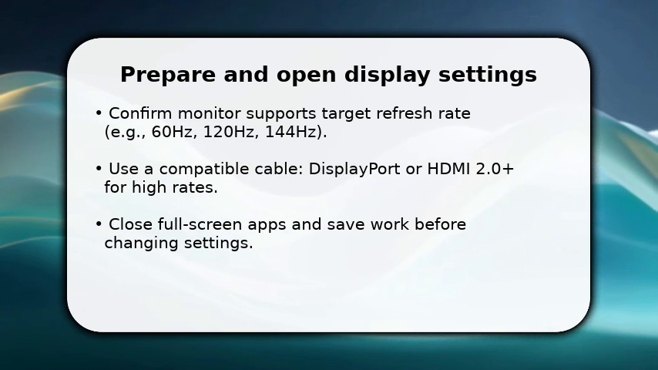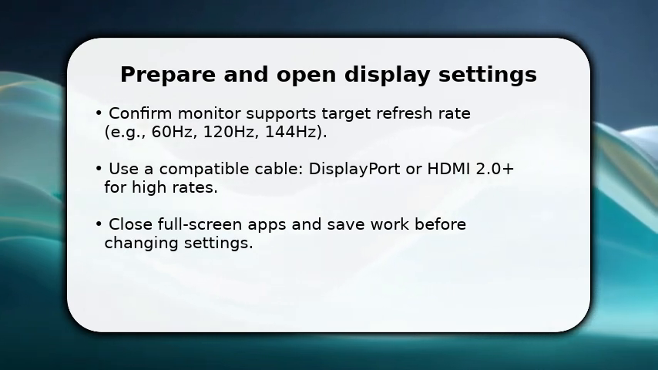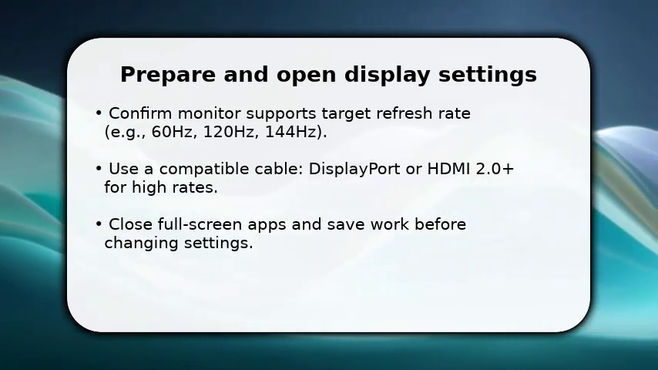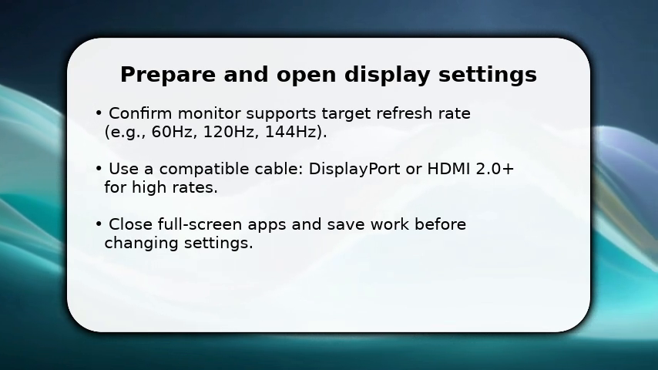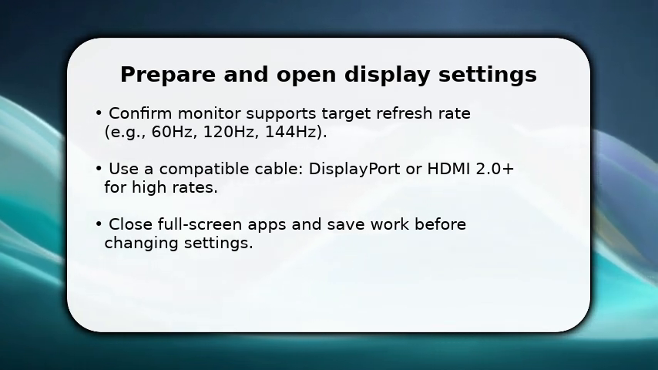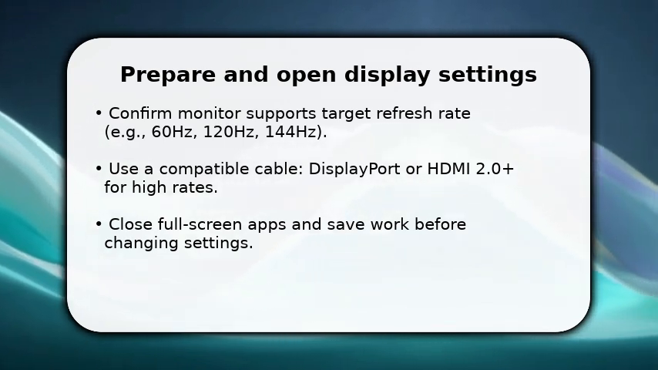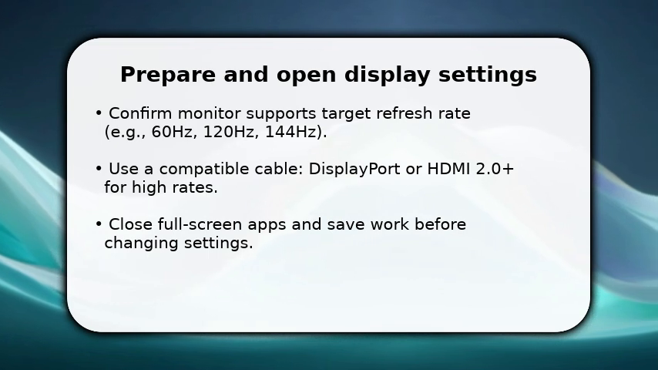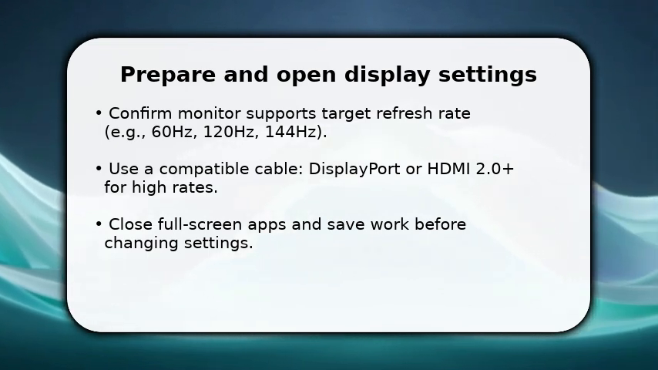Open the system display settings now. On Windows, go to Display, Advanced Display. On Mac OS, open System Settings, Displays. You do this because an unsupported cable or active app can lock the mode. Make sure to note current settings so you can revert if needed.